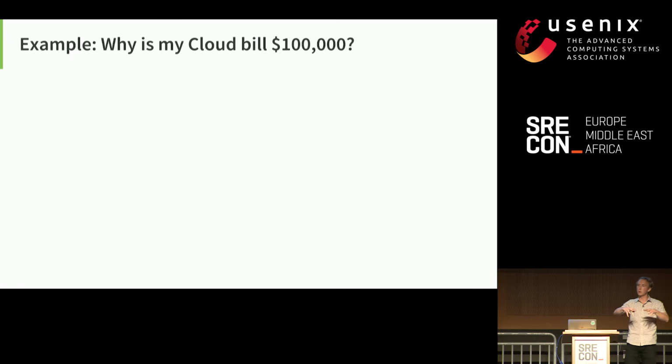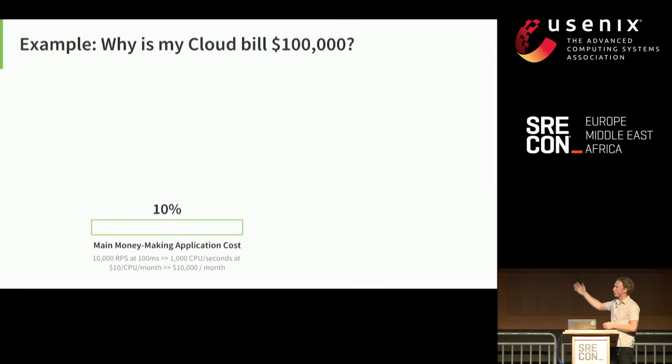I multiply those two numbers, and I know I have single-threaded workers, so that means that I require about 1,000 CPUs. I know that each CPU costs $10, so that means that I should be spending about $10,000 on my main application that's making me money, right? So that's the 10%. Maybe you're at 20% because, again, this is sort of napkin math. You want a little bit of overhead to not run at 100% utilization. But where's that other 90% going?